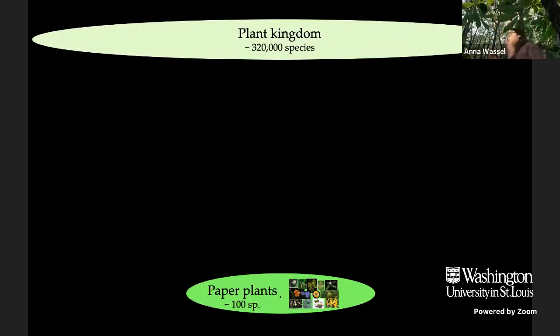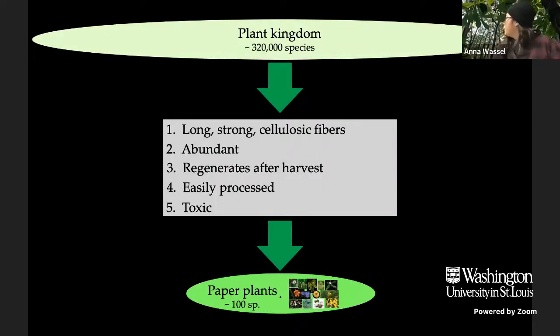So here's kind of our problem. We have 300,000 or 400,000 species of plants all around the world. But if you look globally, only maybe about 50 to 100 species have been processed into paper by hand. And so why is that? Well, if you look at the qualities of the plants that are used for these traditions, there's maybe 5 different qualities that I like to emphasize. But for the sake of this talk, I can only focus on 1.